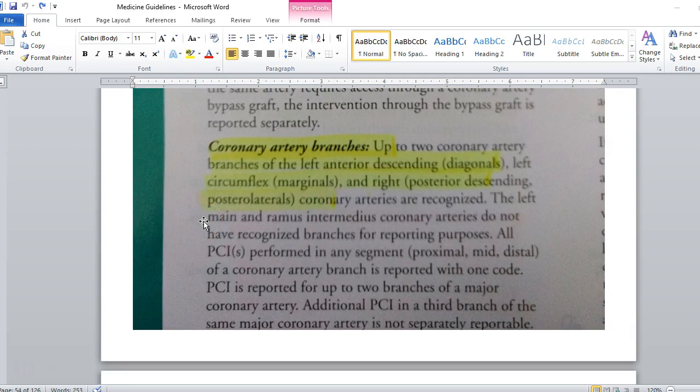Now it goes on to remind us up to 2 coronary artery branches of the left anterior descending, left circumflex, and right coronary arteries are recognized. The left main and ramus intermedius coronary arteries do not have recognized branches for reporting purposes. So again, the branches are the separations from the artery separating out into 2 more arteries, like the branches of a tree. All PCIs performed in any segment of a coronary artery branch is reported with 1 code. PCIs reported for up to 2 branches of a major coronary artery.